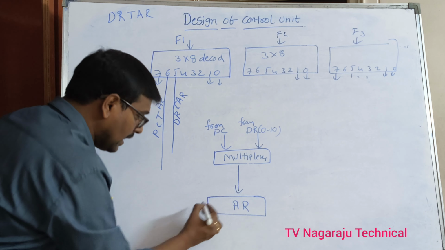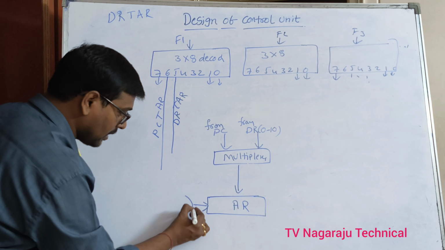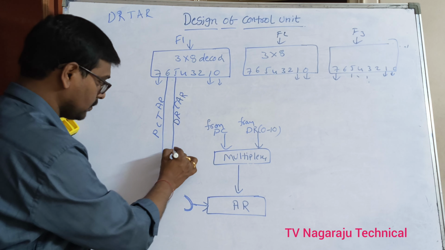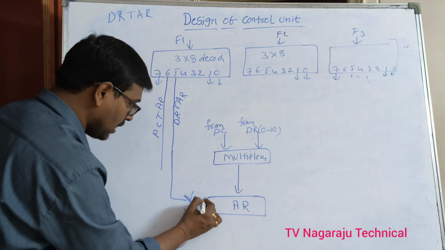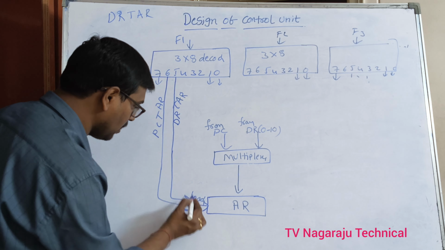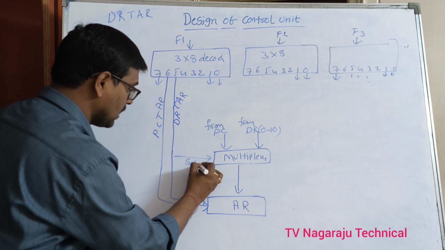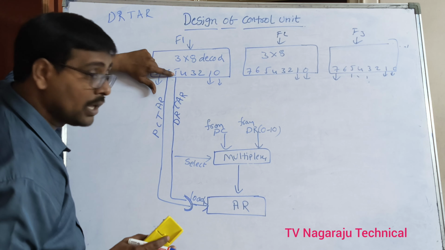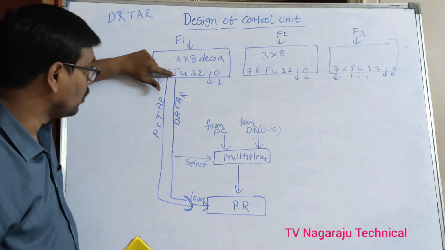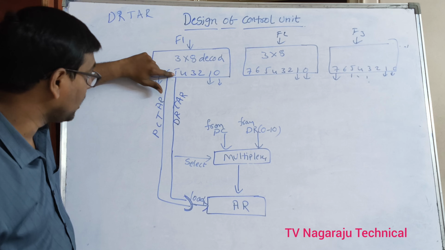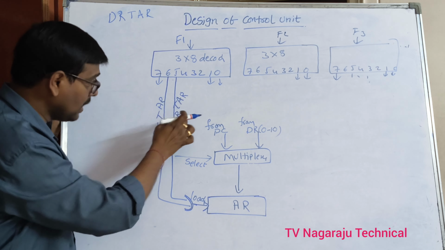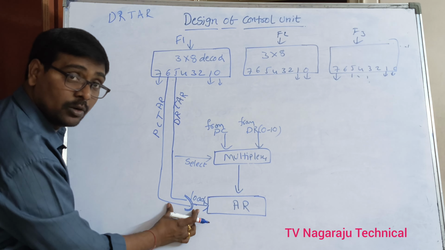Here the AR is connected to the load input. This is my load input. If you understand carefully, you get the answer. Simply observe. Coming to F1, whenever the decoder output 5 is active, simply it transfers content from DR to AR, and 5 and 6 are connected to the load input.